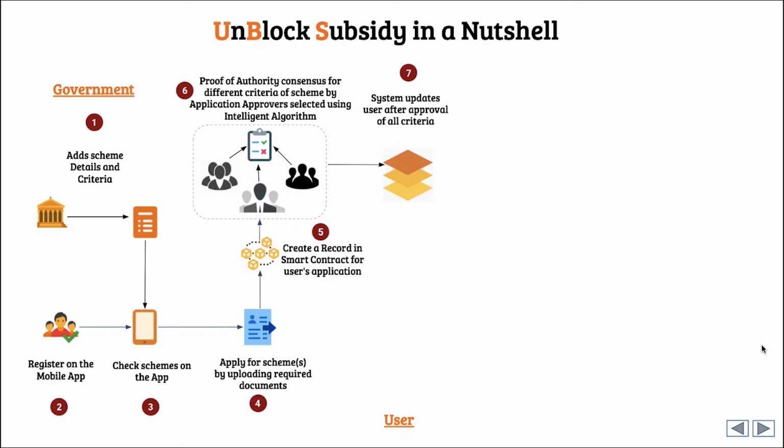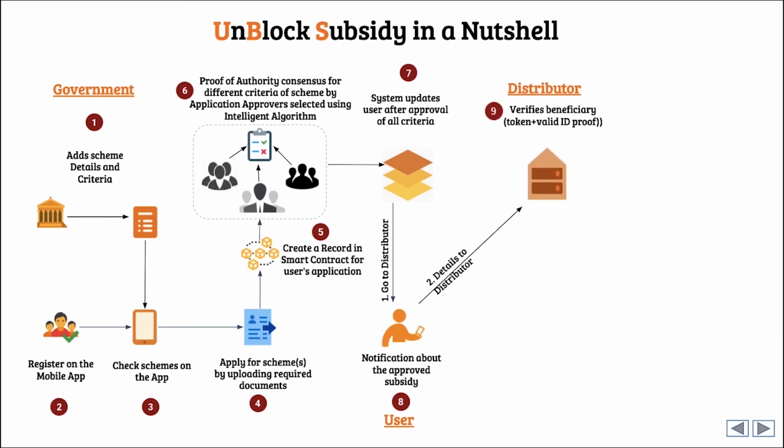After this, the system updates the user after approval of all the criteria. So this means that the application has been approved and the user can avail the benefits. The user is given a notification about the approved subsidy, and he now has to go to the distributor. The distributor is a person who will be distributing the subsidized items. So the person goes to the distributor.